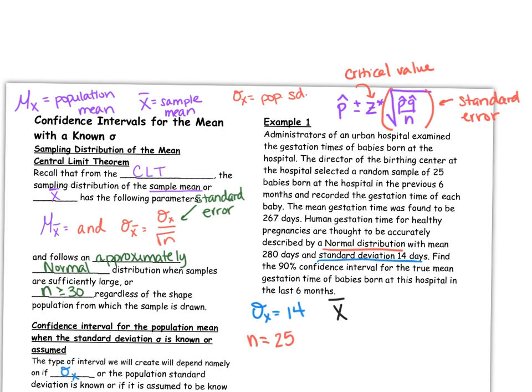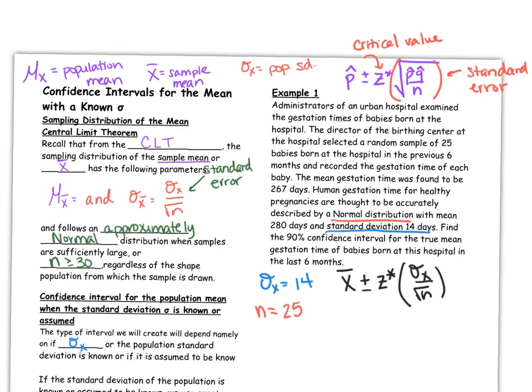So we have x bar plus or minus a critical value. The critical value here again is going to be z star times the standard error. What's the standard error for x bar? X bar is the sample mean, plus or minus z star, the critical value, times the standard error. Your standard error here for x bar is sigma x over the square root of n. That's why we've been finding that value, by the way.